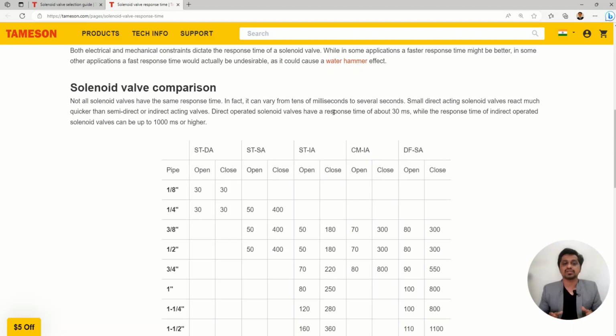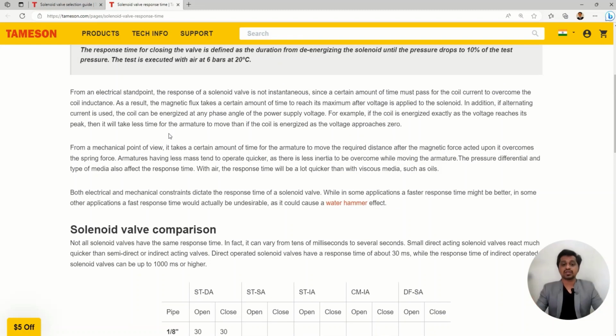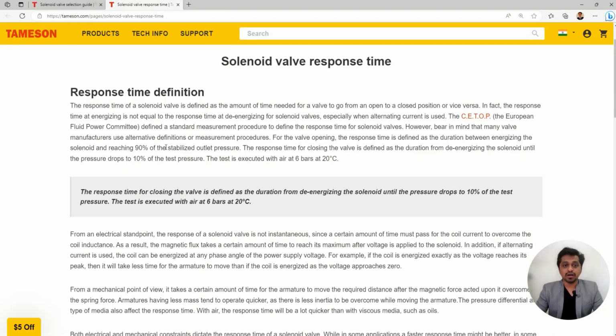Not all solenoid valves have the same response time. Definitely the different valves have different response times, right? As we have seen, the direct solenoid valves have shorter response time while the indirect valves have longer response times. Then based on their sizes the response times vary, and also you can see the on time and the off time are different. The response time for closing the valve is defined as the duration from de-energizing the solenoid until the pressure drops to 10% of the test pressure. The test is executed with air at 6 bar and 20 degrees Celsius. So there are some standards at which these values have been calculated. If your environment is at a different temperature, the values will definitely change, right?